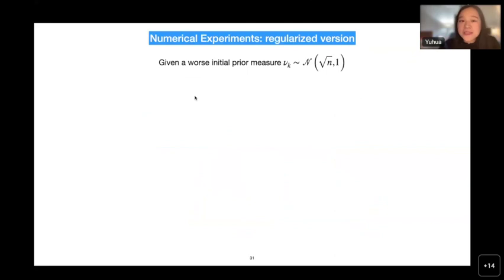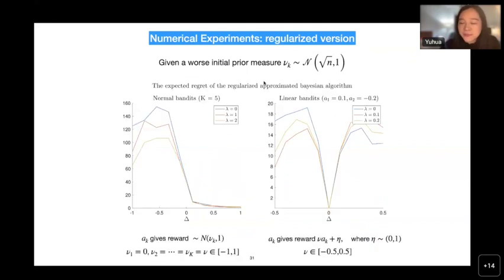And as I mentioned, when you have a worse initial prior measure based on the Bayesian framework, we can actually use the regularized version of the HJB equation to get a better optimal policy. Here is an example where lambda is a regularizer constant, and if we have a bigger constant, we have smaller regret. I just want to show you that the regularized version has an advantage when our estimation is not that good.